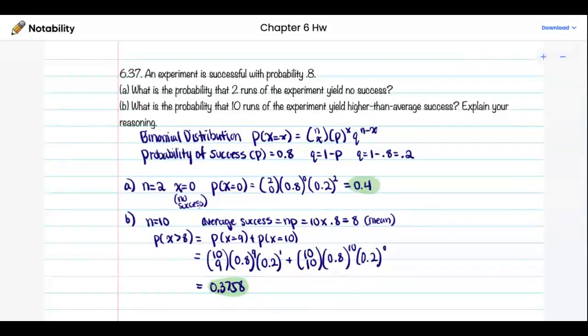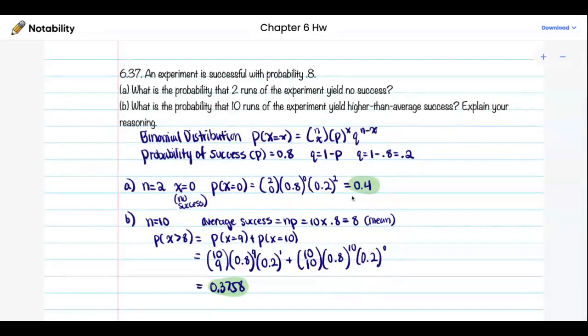And for part B, but just 10 runs. Hold on. No, it's 0.04, right? 0.2 squared is 0.04. I probably wrote it a bit wrong, but yeah, you said missing a 0. Yeah, sorry about that. 0.04. That's okay.